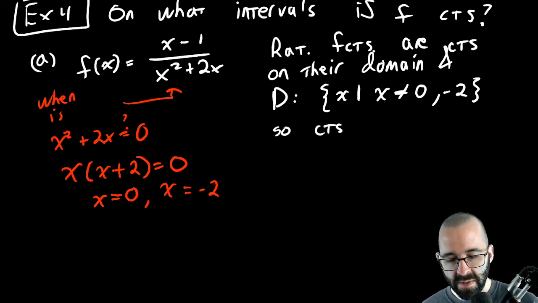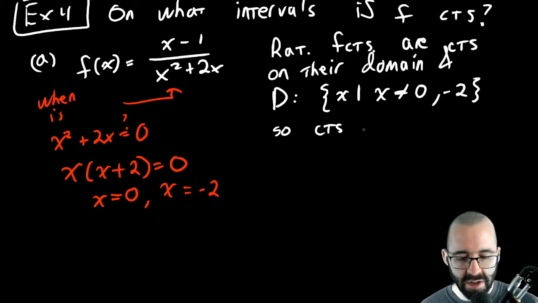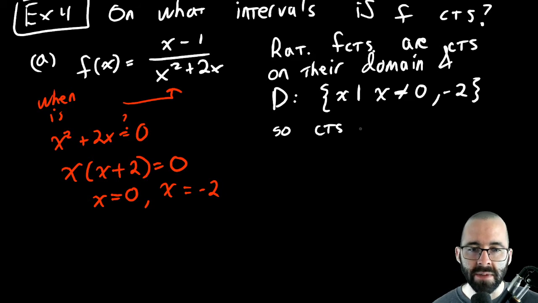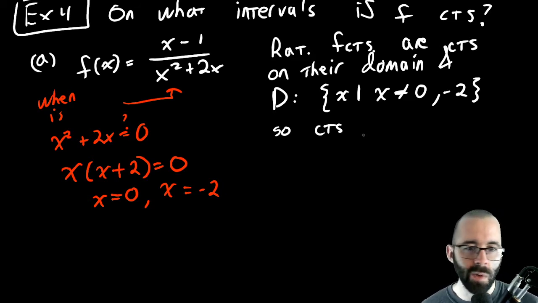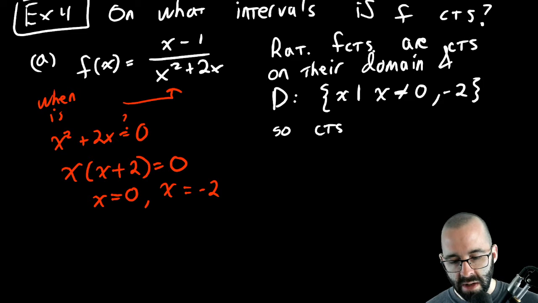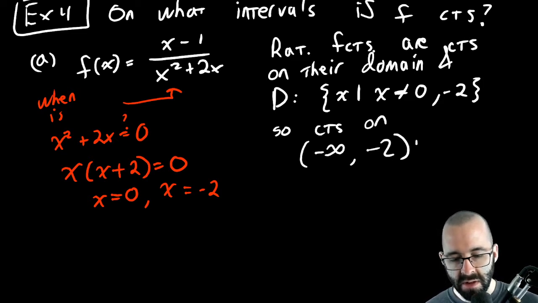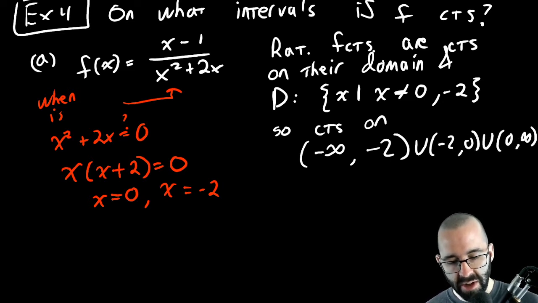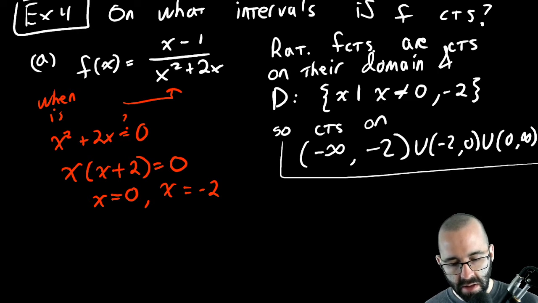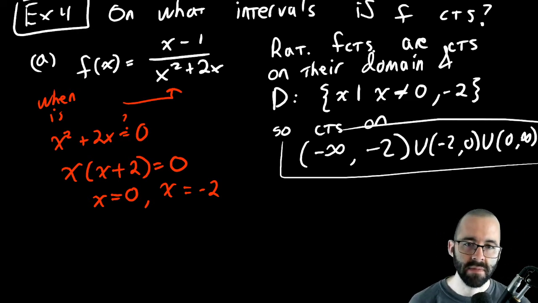So it's continuous. And again, you can use set builder notation, or you could use interval notation. Set builder and interval notation are both great. I'm probably never going to require one or the other, but if I do, I'll tell you. So continuous on the interval from negative infinity up to negative 2, and then negative 2 up to 0, and then 0 up to positive infinity. Which means it's continuous at every single point in that interval.